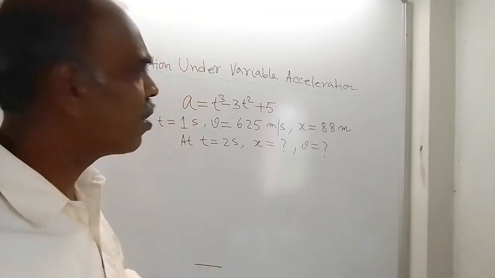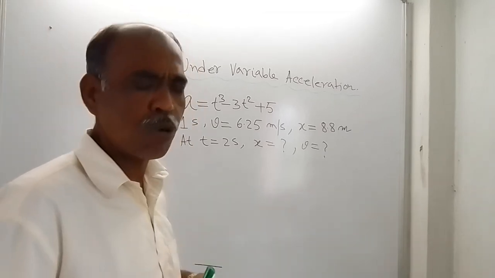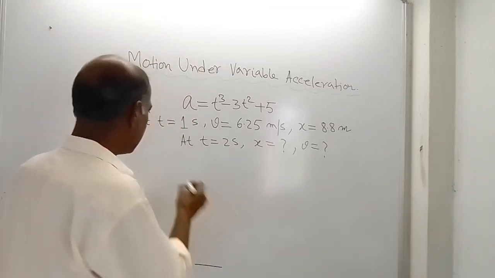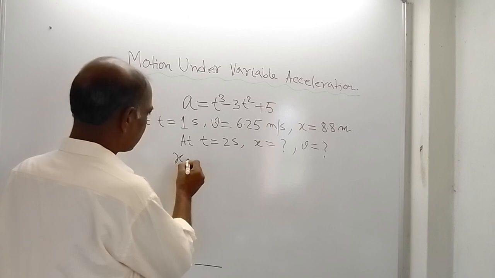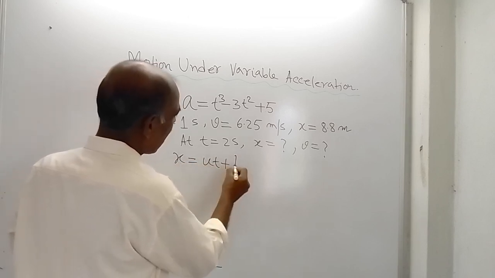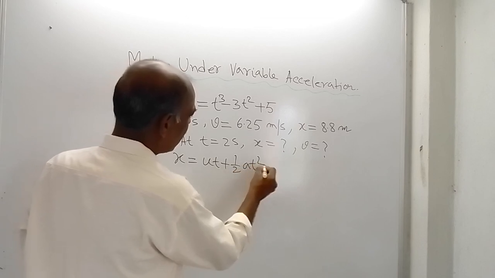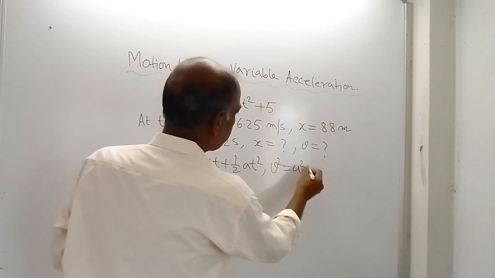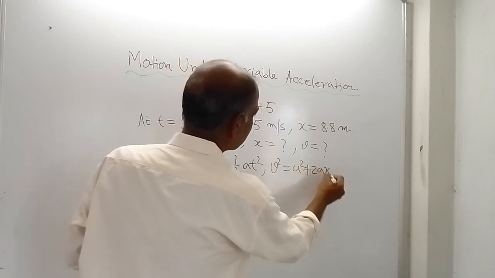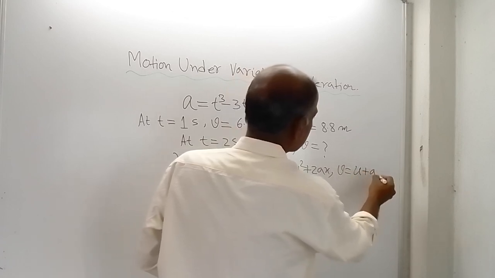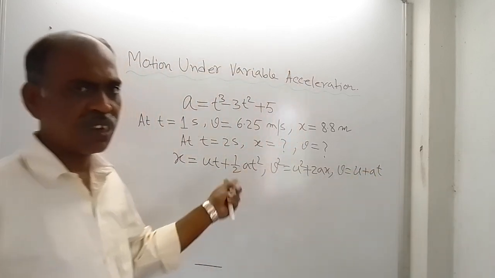So you know that there are three formulae which are frequently used for the solution of problems of motion. The formulae are x is equal to ut plus half at square, then v square is equal to u square plus 2ax, and v is equal to u plus at. You know all these three formulae, okay?